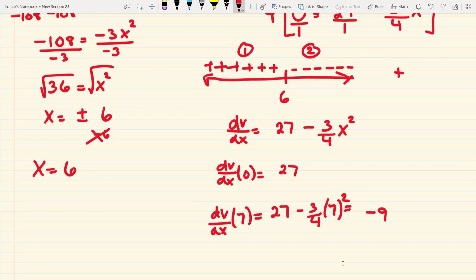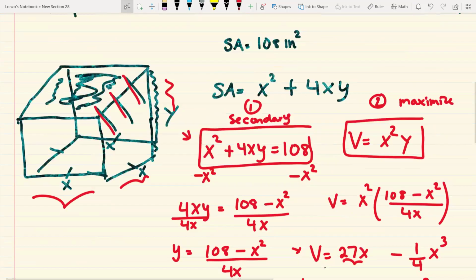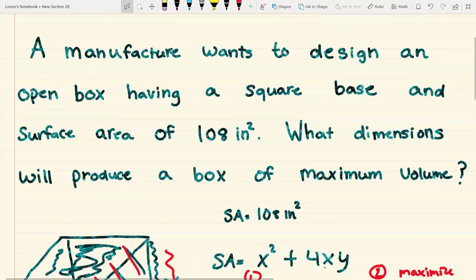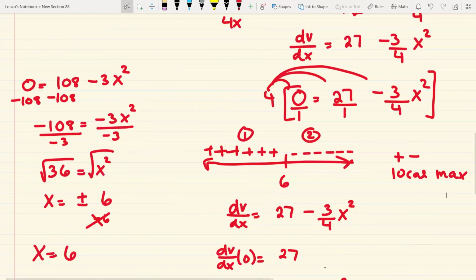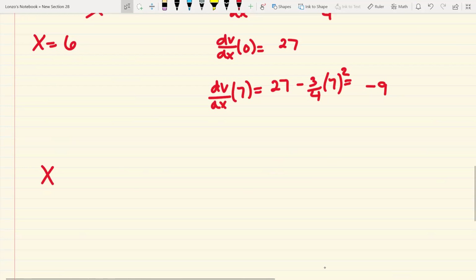So remember when we do curve sketching, a plus and a minus means you have a local max. So this just proves that 6 will give us a maximum volume. The question says what dimensions will produce a box of maximum volume? So they only want the length. So we know that our x is 6.